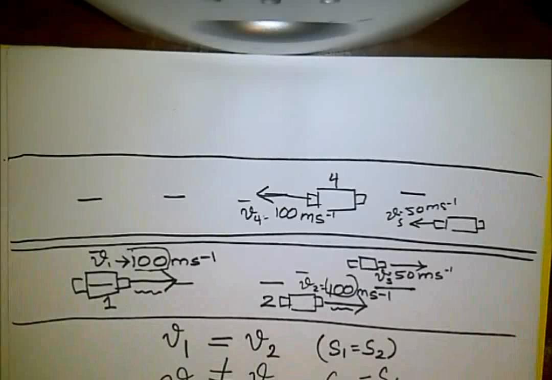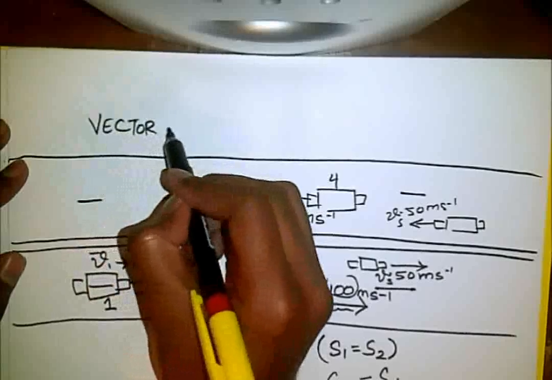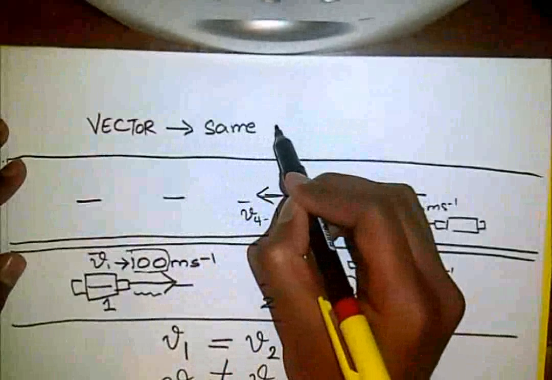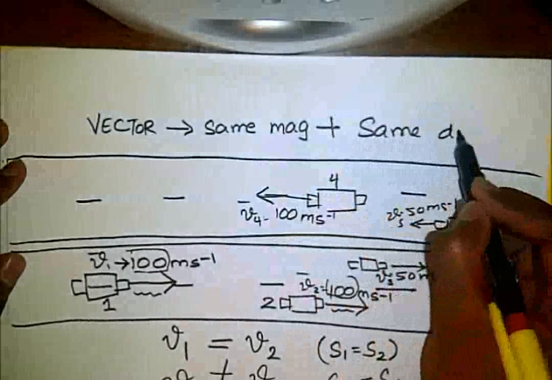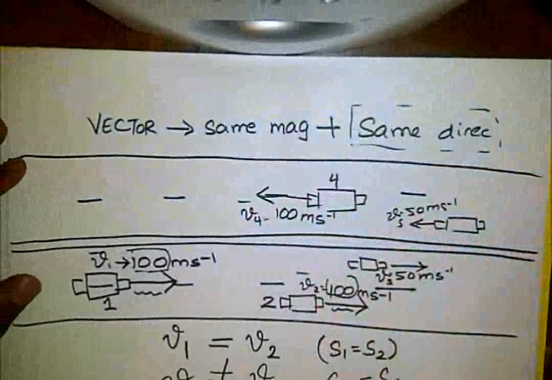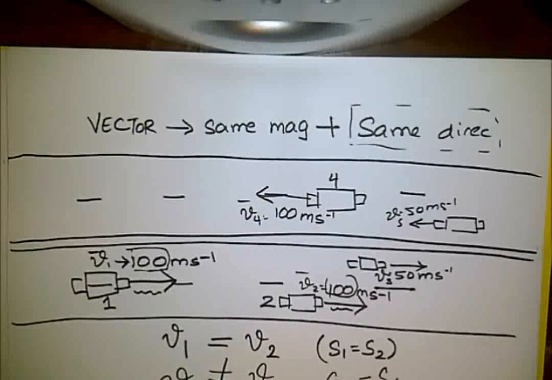So from this little example, we can see that a vector is equal if it has the same magnitude plus the same direction. See, this is very important, same direction. Imagine this, even if the direction was like 0.0000001 degrees off, their velocities would not be equal.